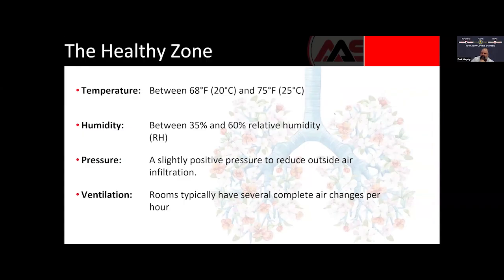So the healthy zone that we're looking for temperature-wise is between 68 and 75 degrees. You want the humidity somewhere between 35 and 60% relative humidity. We want a slight pressure to the building. The reason is so that we can reduce any outside air infiltration. We don't want the air from outside coming into the building. We want to push the air in the building out of the building, not bringing any outside air in. We don't want it super pressurized so the doors are blowing off, but we do want it to be slightly pressured. I want to make sure that all our rooms are getting the proper ventilation and the air changes per hour so that we're meeting all codes and responsibilities for our environments.